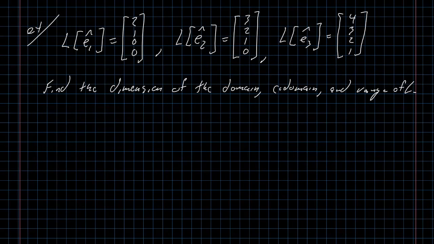So I want to look at the same linear transformation we used in the previous video. We'll define it by its action on the basis. L of e1 is 2100, L of e2 is 3210, L of e3 is 4321. I want to find the dimension of the domain, the codomain, and the range of this vector space. And if you can find the dimension, that's going to be all I really care about.